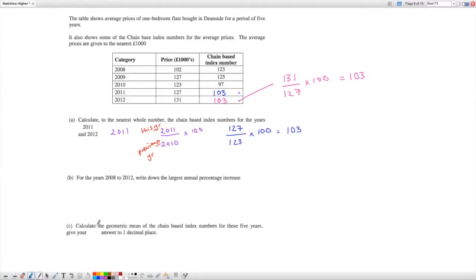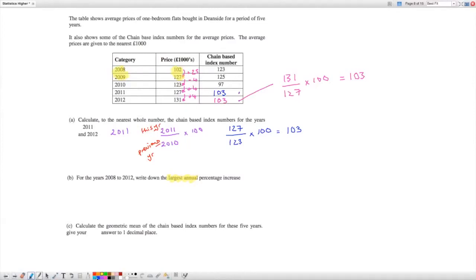For the years 2008 to 2012, all shown here, write down the largest annual percentage increase. So having a look here in prices, we can see going from here to here, we have a plus 25. From here to here, we are negative 4. Remember, this is in thousands, so we're 4,000. Here, we are going up by 4, and here again, we're increasing by 4. So the largest annual increase is going to be here between 2008 and 2009.